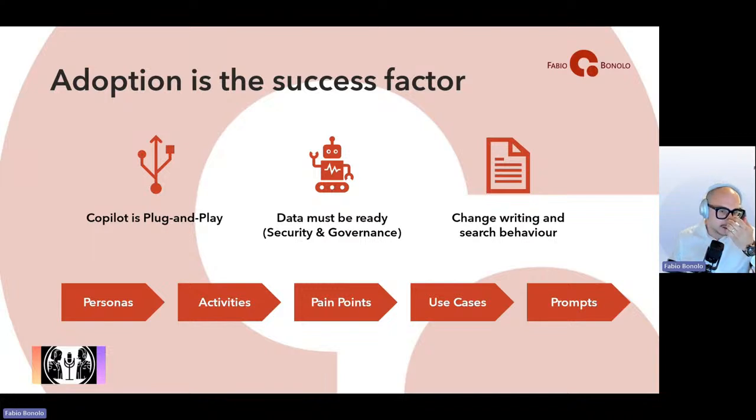And below, you see a step-by-step guide on how you adopt Copilot. So first of all, you should identify the personas working in your company who are able to use Copilot. So people from HR, sales, marketing, finance, IT, and so on. Then you should think about the activities they have. So for example, I take a salesperson. He always has to generate a PowerPoint presentation for a pitch.